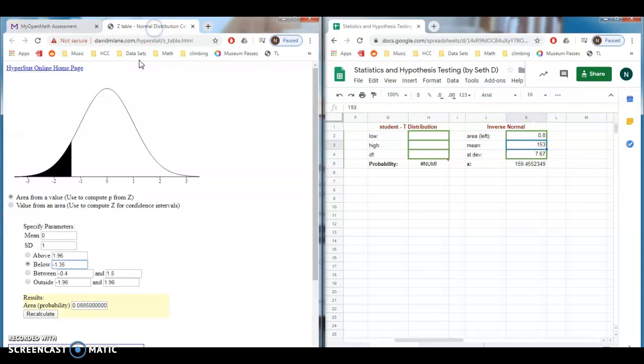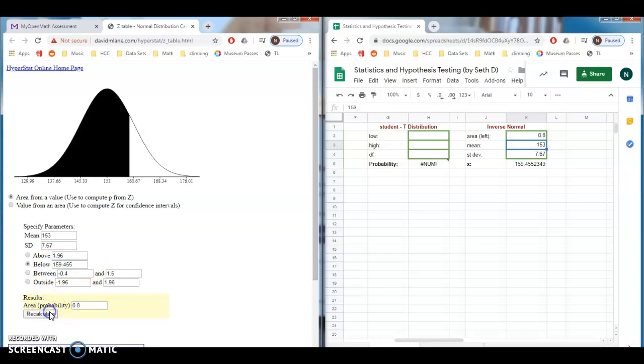If we look back at this calculator here, and I wanted to see that 80%, I could type in my mean. It's 153. I could type in my standard deviation, which was 7.67, and I want to be below, so I'm going to type in my score here, so 159.455. And it should say 80%, right? So let's recalculate that. Oh, I have a negative there, that's why. Let's recalculate it again. And there it says 0.8, so that's 80%.